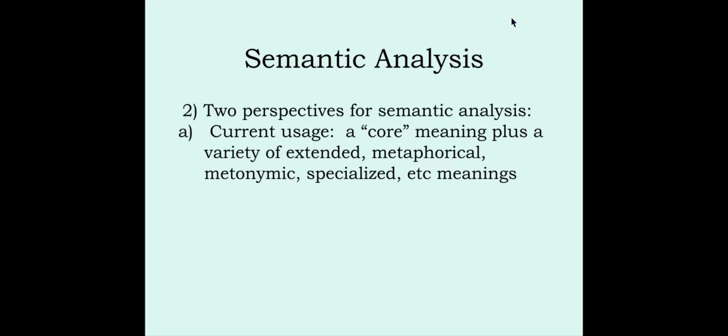Now, secondly, as we do our semantic analysis or our semantic history of words, we're going to follow two approaches. And this is what I want you to try to do when you're looking at a word too. So one approach to looking at the semantics of a word is to just look at its current usage, right? Or at least near usage in modern time. And when you look at the current usage of a word, one way to analyze it is you can try to identify a core meaning that the word has, plus then it may have a variety of extended, metaphorical, metonymic, specialized, all different kinds of other meanings, in ways in which it's been used. So that's one way to analyze the word, and we're going to do that with a couple examples.